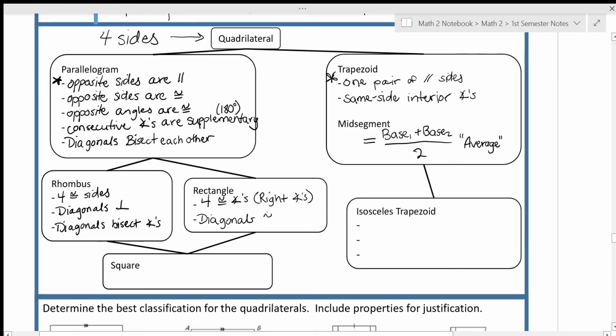So again, those segments that we will draw or see across our shapes in a rectangle, they are congruent. And then the most specific shape that we have under quadrilateral and under parallelogram is a square. Now I kind of like to call the square the junk drawer of parallelograms.